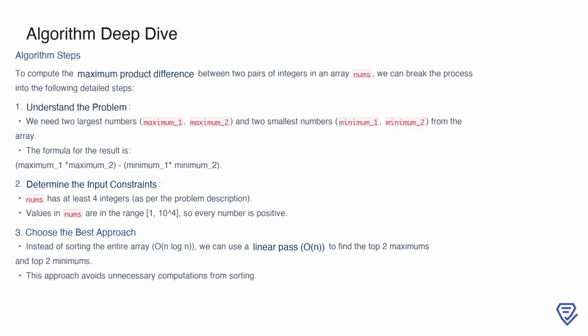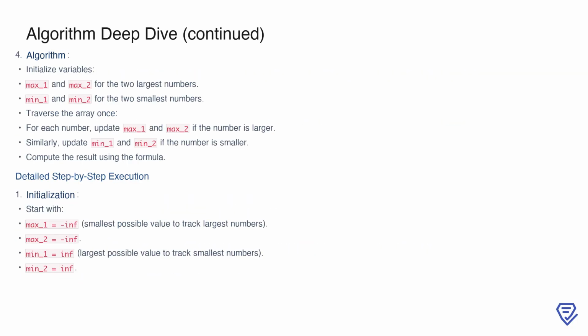Since the problem guarantees that the array has at least 4 integers, we can focus on efficiency. Instead of sorting the entire array, which would take O(n log n) time, we can use a linear pass to find the top two maximums and minimums in O(n) time. This method is faster and avoids unnecessary computations, making it the optimal choice for this task. Now, let's break down the algorithm step by step.